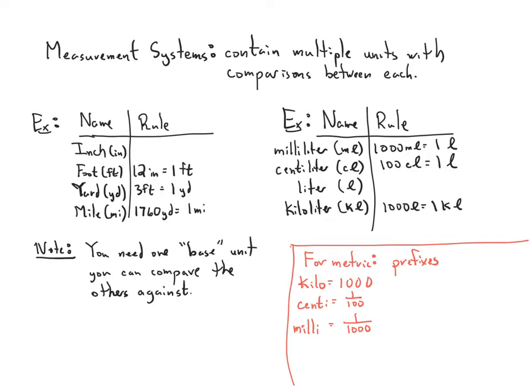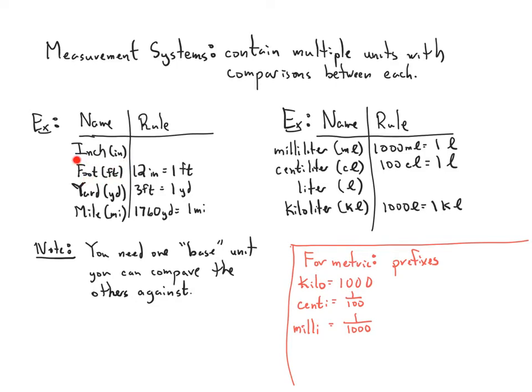We're just talking about length here in the first one. So here's our measurement system. This is the imperial one that's found in the States for the most part. And four of the units are inches, feet, yards, and miles. We just have to pick one that's our basis for our measurement system, and we base the others off that.